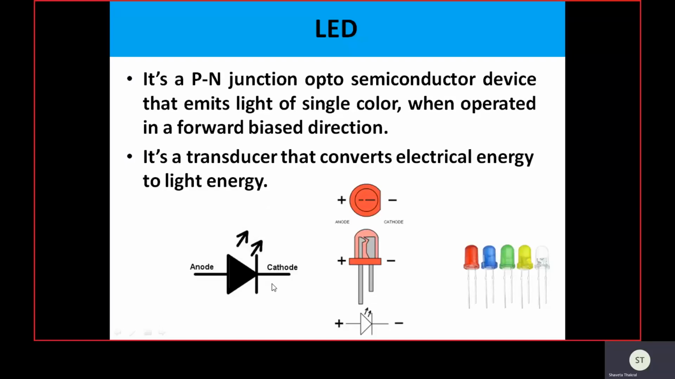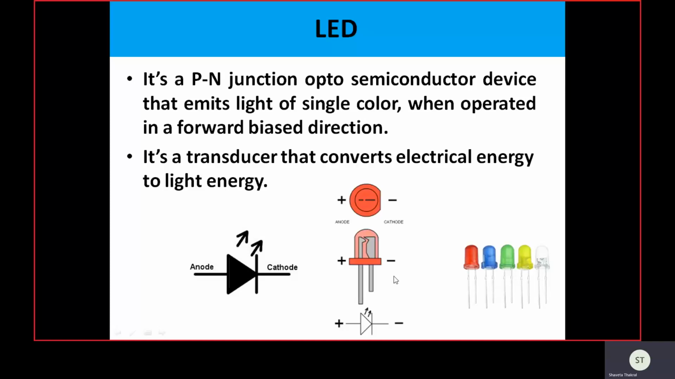And this is the symbolic notation of LED. So what is the difference between the ordinary PN junction diode symbol and the LED symbol? The symbol is similar to the normal PN junction diode, with the difference that here the arrows are shown showing the emission of light or emission of photons. And this is the pictorial representation of LED, and this is also the practical view of all the LEDs, different colors of LEDs we can see here.